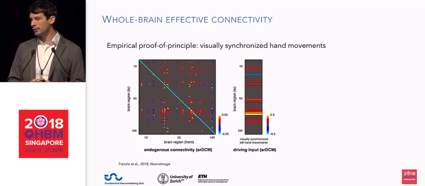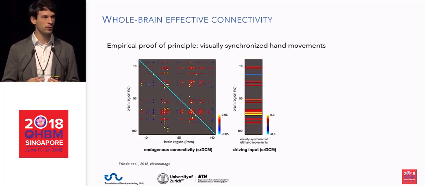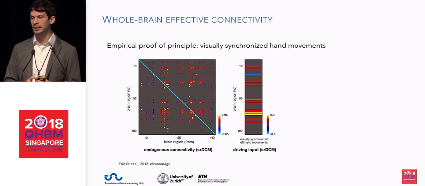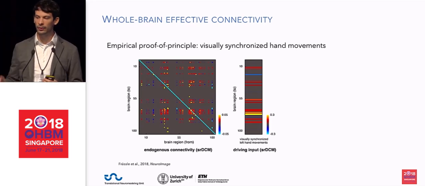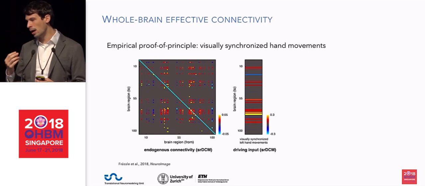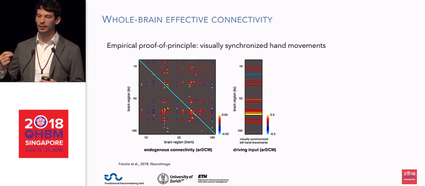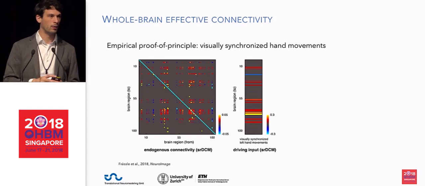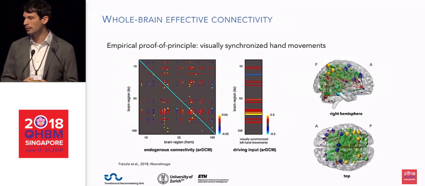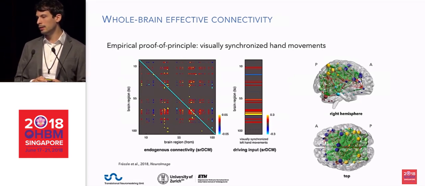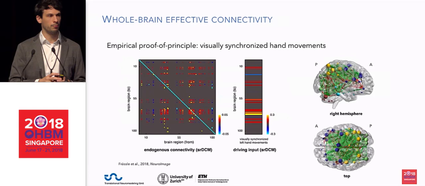So on the left, you see the A matrix, the endogenous connectivity matrix, which basically tells you the connection strength from one brain region to another brain region. And on the right, you see the driving inputs. So how the experimental manipulation activated or deactivated each of those 104 brain regions. And here you can see the same connectivity pattern, but just projected onto a whole brain volume.